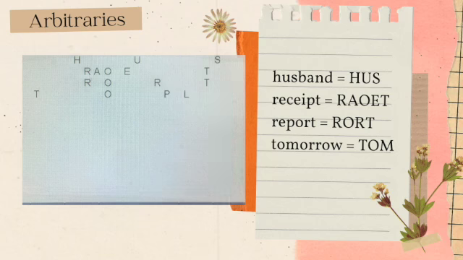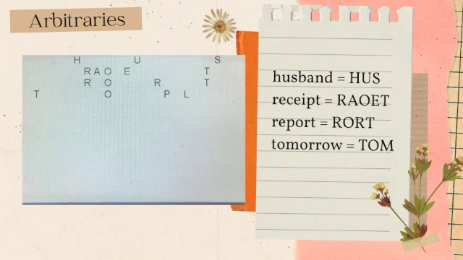Okay, there you have it. That's initial H, vowel U, final S for husband. Initial R, long E, final T for receipt. Initial R, vowel O, final RT for report. And initial T, vowel O, final M for tomorrow.